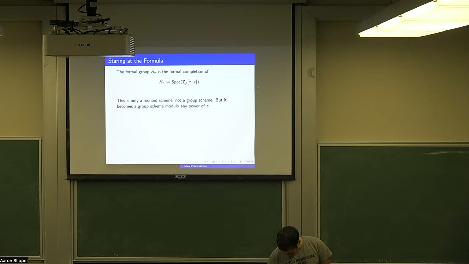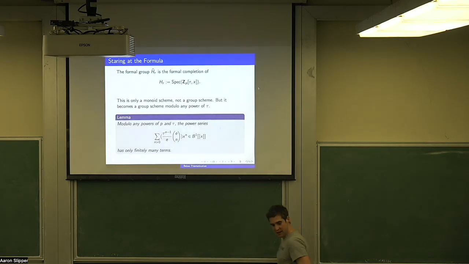And now something that takes a little bit of work to check. But let's write this formula again for what descent data we're using to descend this thing from the affine line to F1 sin, given by this formula. So this involves a power series in x. So a priori, it's only descent data for a formal group. But my claim is that if you stare at this expression hard enough, modulo any powers of p and tau, there's only finitely many terms in this power series.